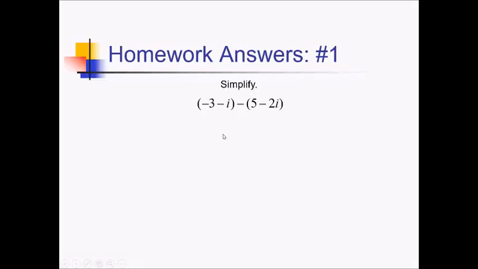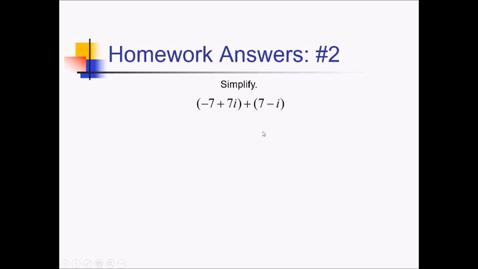To subtract these complex numbers, we have to distribute and combine like terms. For our first parentheses, we're just distributing an invisible 1, so that's just -3 minus i without a parentheses. For the second one, though, we are distributing a -1, so this is going to be -5 plus 2i. Then combining like terms, -3 minus 5 is -8, and -1i plus 2i is +1i.